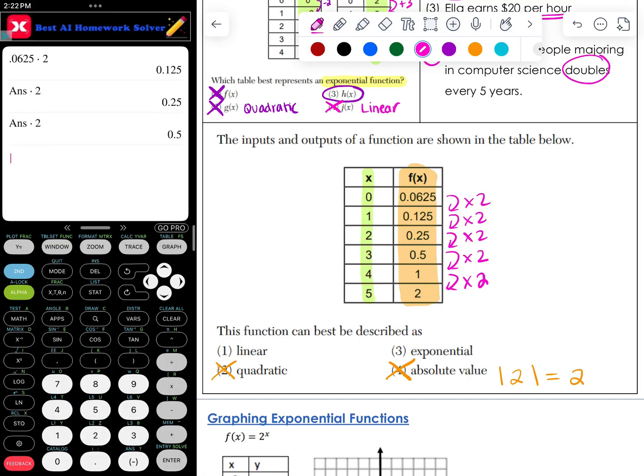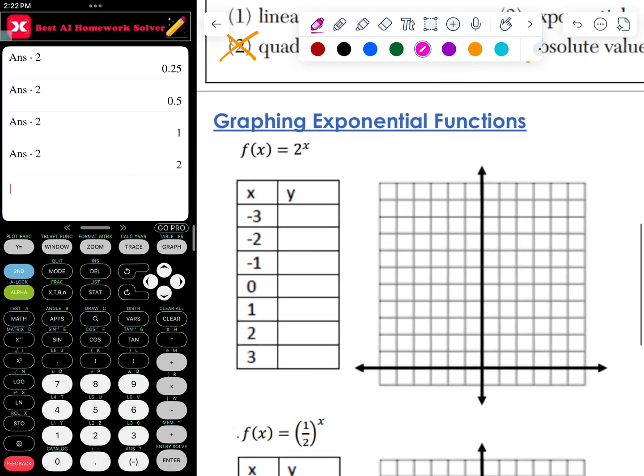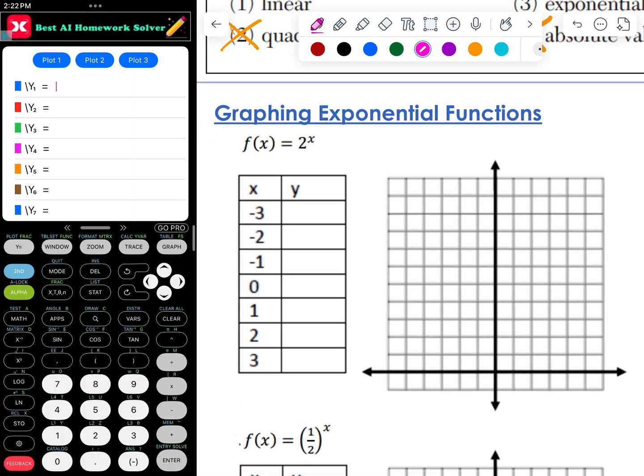And so I'm showing that on the screen on the left, that every time I multiply by 2, I get the next number. Okay, so now we're going to finish this up by practicing graphing some exponential functions. All right, so I'm going to go into my y equals, and I'm going to type it in exactly the way that I see it.